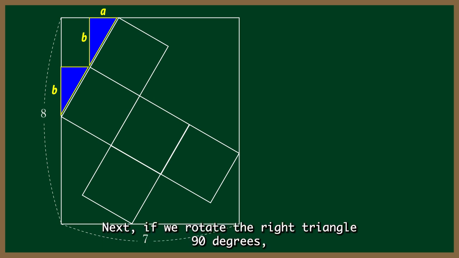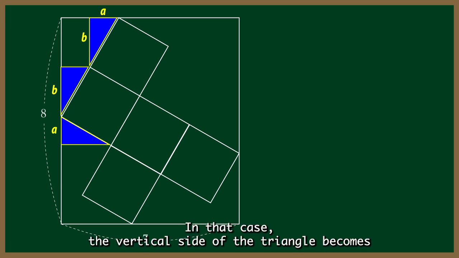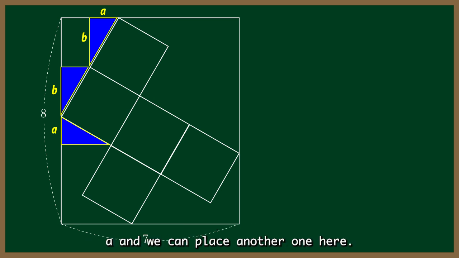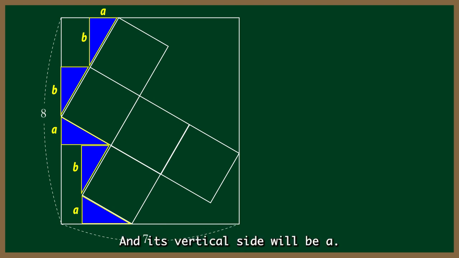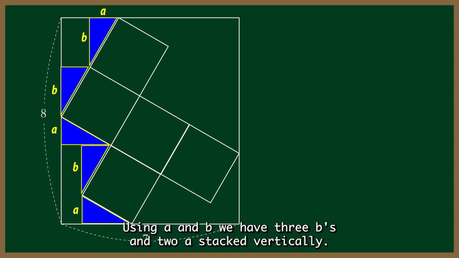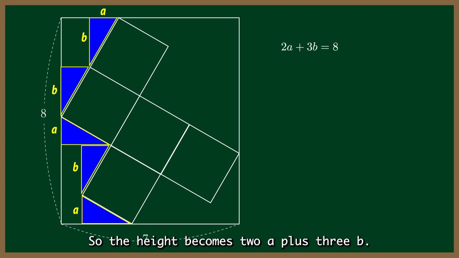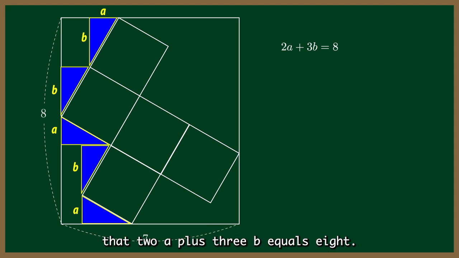Next, if we rotate the right triangle 90 degrees, we can fit it in this position as well. In that case, the vertical side of the triangle becomes A, and we can place another one here. The vertical side there will be B. Finally, we can also fit one more triangle here, and its vertical side will be A. Now, if you look at this whole setup, the height of the rectangle is completely expressed using A and B. We have 3 B's and 2 A's stacked vertically. So the height becomes 2A plus 3B. Since this height is 8, we get the relationship that 2A plus 3B equals 8.